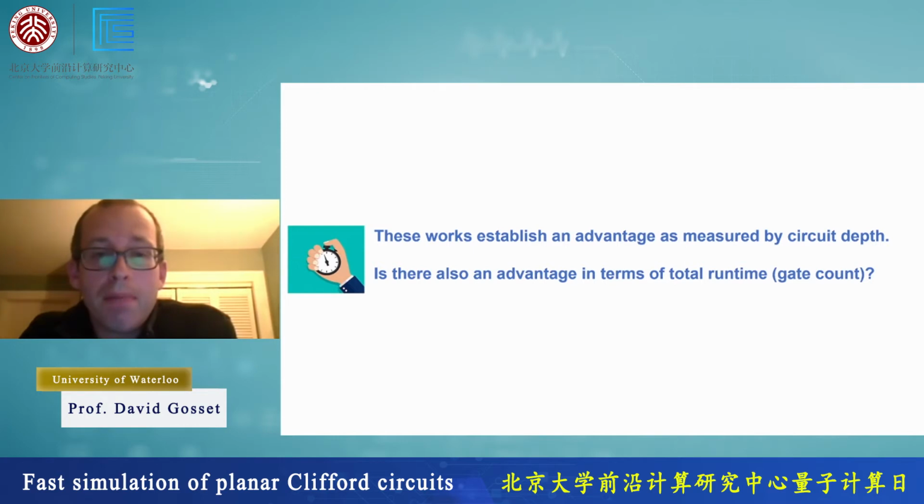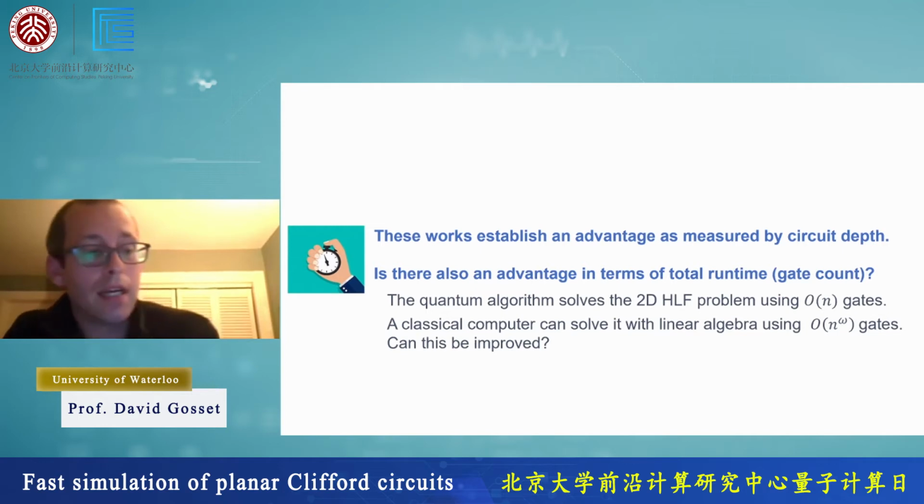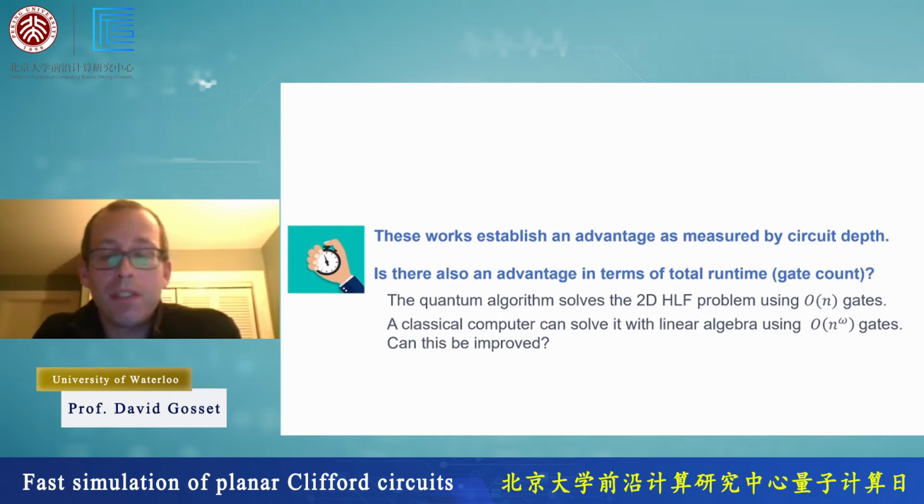And why would you think that might be the case? Well, the quantum algorithm, which solves this 2D hidden linear function problem, is constant depth on n qubits, and so it necessarily has a linear number of gates. On the other hand, the classical algorithm that I just showed you uses n to the omega gates, where omega is a number that's greater than or equal to 2. And so the question really is, can that classical algorithm be improved, or is this a quantum speedup, n versus n to the omega?